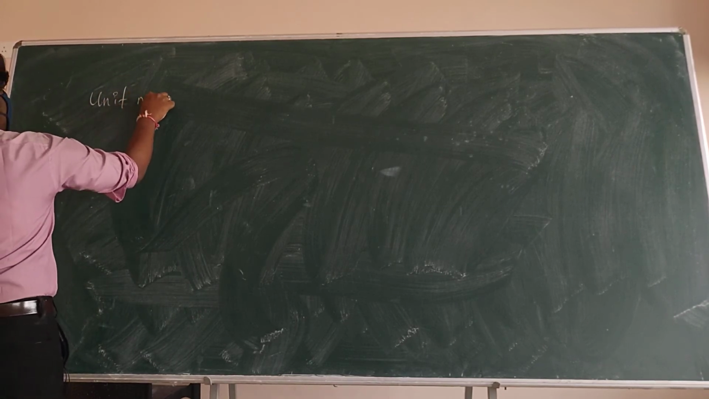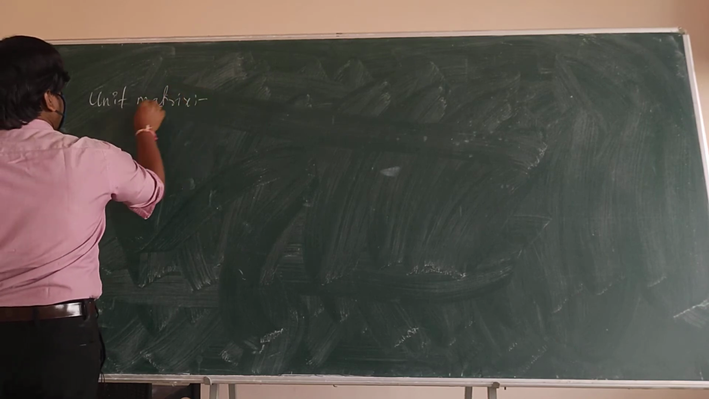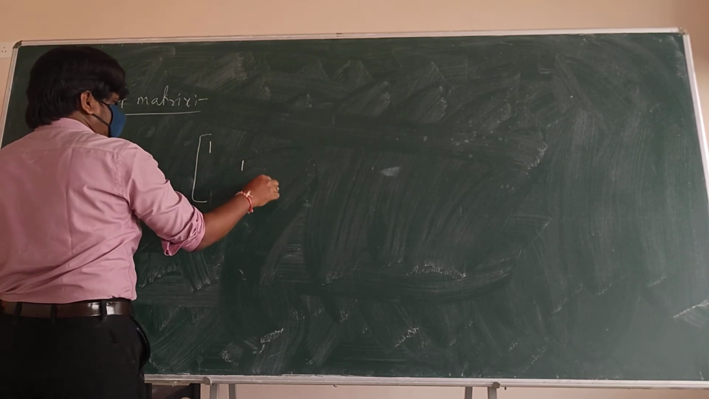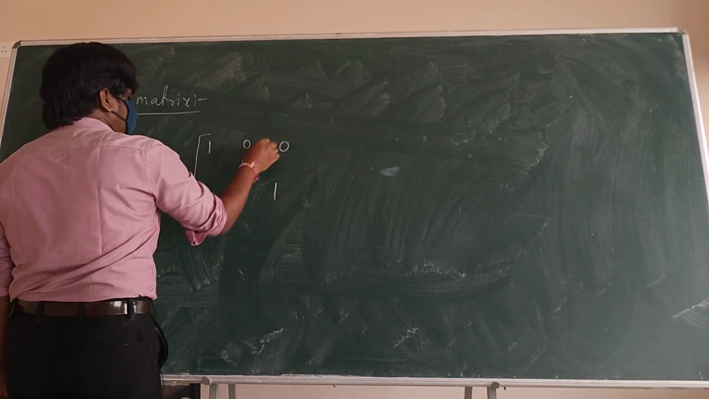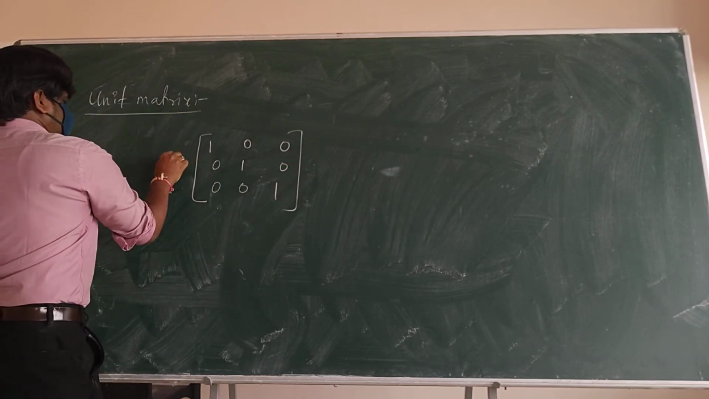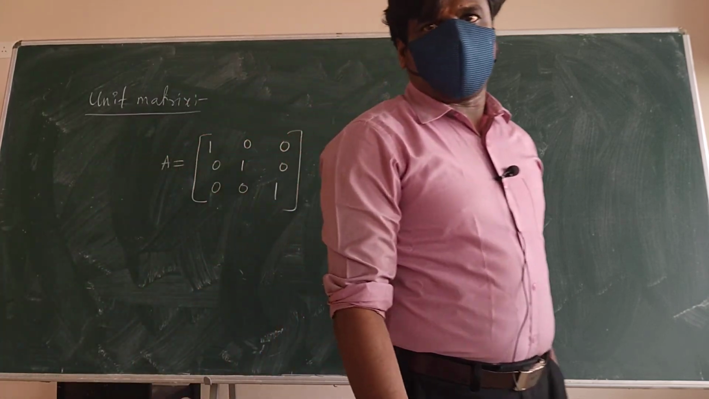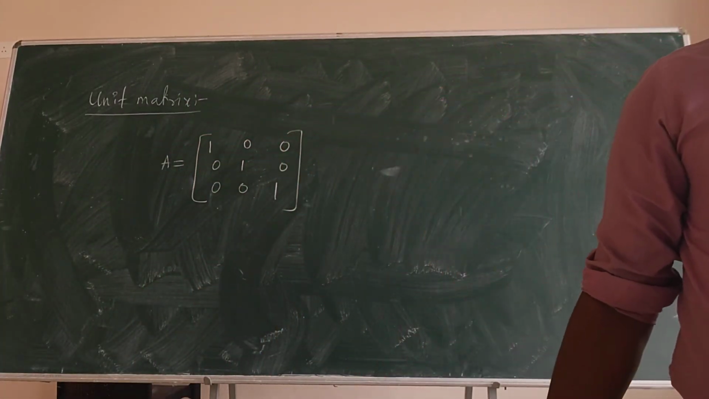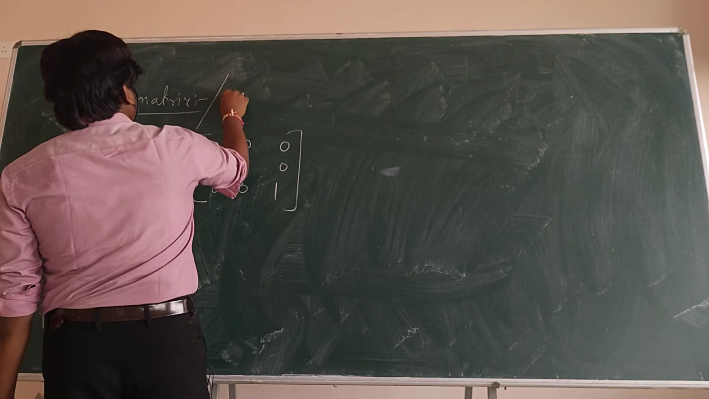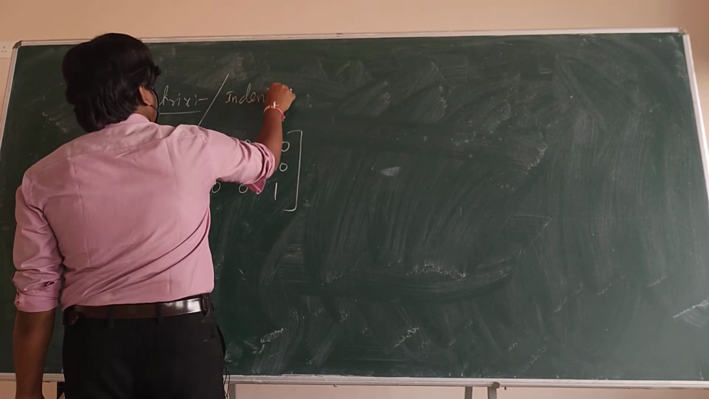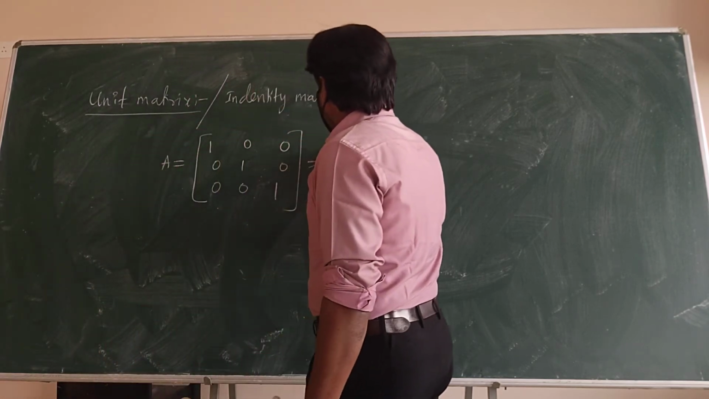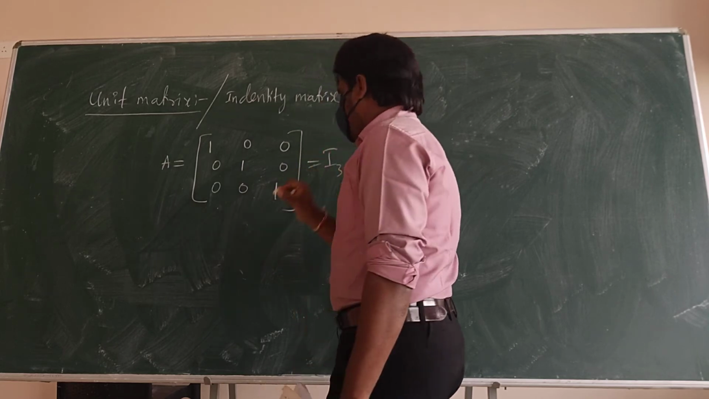Unit matrix. Unit matrix means the diagonal elements are 1, 1, 1, and the rest of the elements are 0. If a matrix is like this, it is called a unit matrix, also called an identity matrix. It is represented by I3, a 3 by 3 matrix.